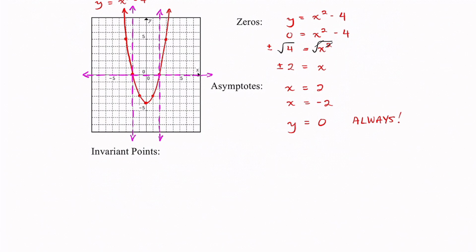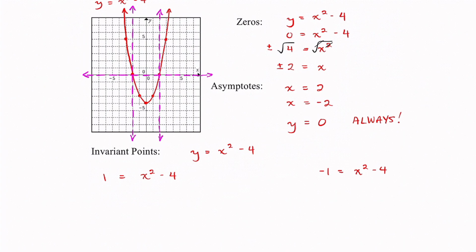And remember, our invariant points occur where the function equals a positive and a negative 1. So I'm going to take my function, it was y equals x squared minus 4, and then I'm going to solve where the y changes into a 1. So that's positive 1 equals x squared minus 4, and then I'll do another one where it is negative 1 equals x squared minus 4. So let's start on the left one. We'll solve that one first.